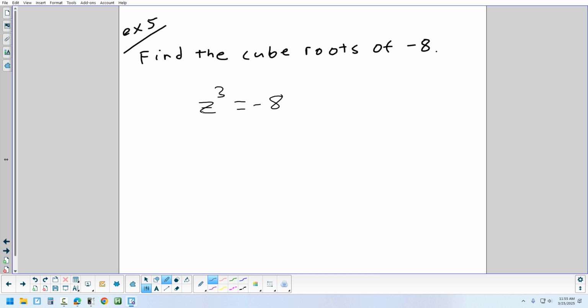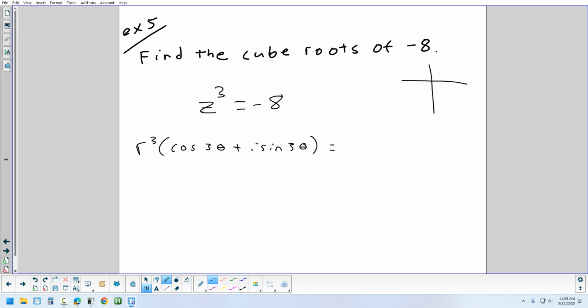r cubed times cosine 3 theta plus i sine 3 theta. Yep, so we can do both steps at once. We can change it to trig form and use de Moivre's theorem. So the left side becomes r cubed and the angle 3 theta. Okay, now -8.